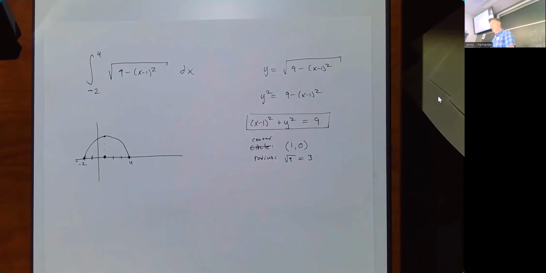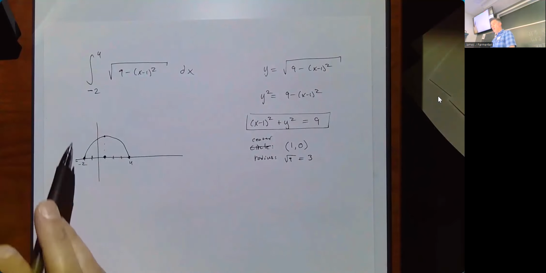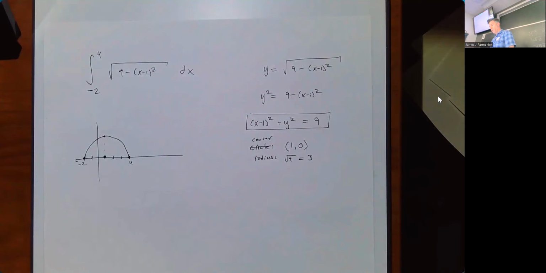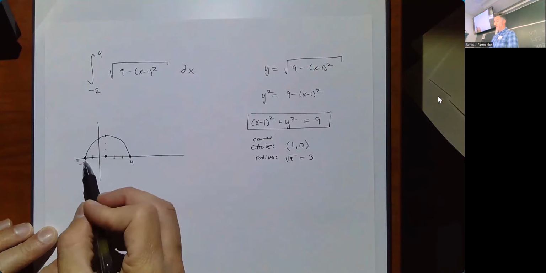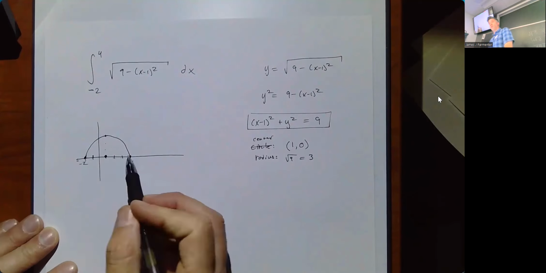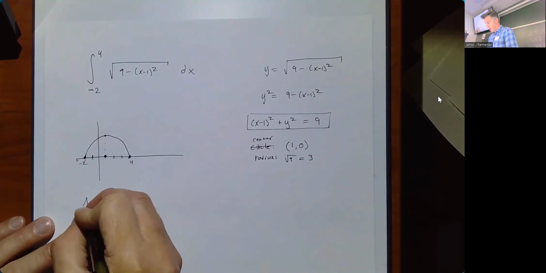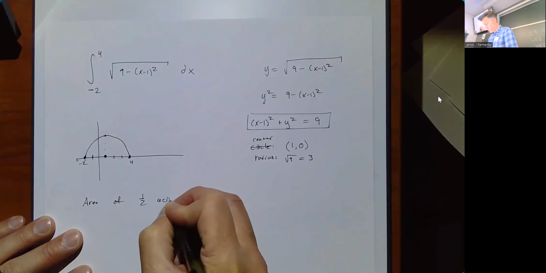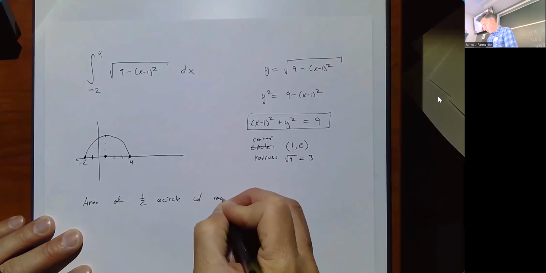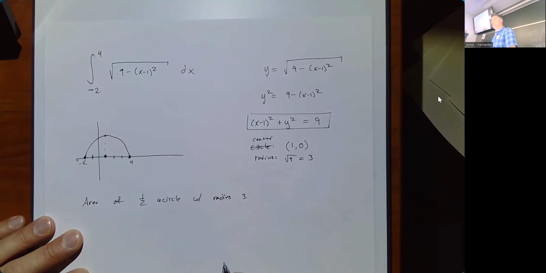So now look, my question is exactly matching up with what I need to do here. I'm trying to find the area under this curve between x equals -2 and x equals 4. In other words, I'm trying to find the area of half a circle with radius 3. Well, great, that's not too terrible at all.